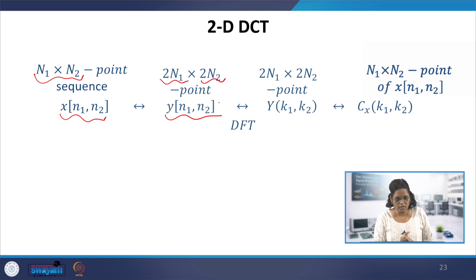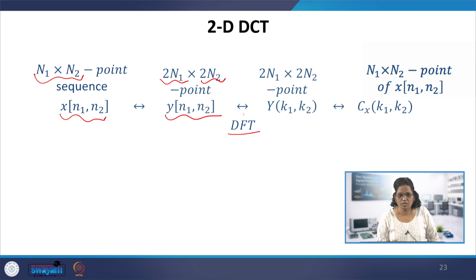So as we did in one direction, the mirror image should also be reflected in the other direction. So this is how y of n can be obtained in both the directions, n1 and n2, like the 1D we did.